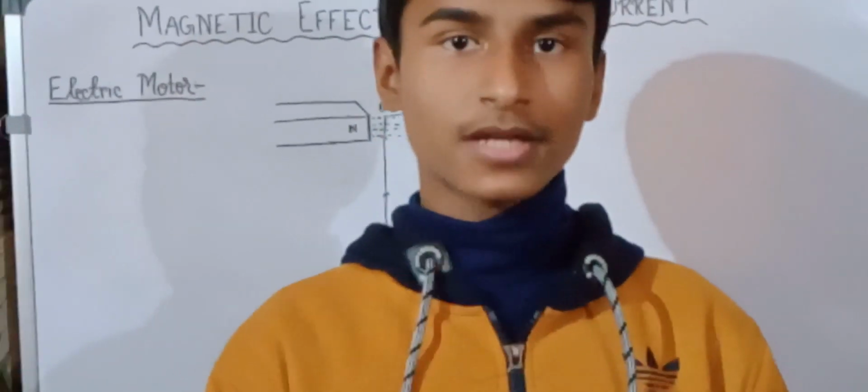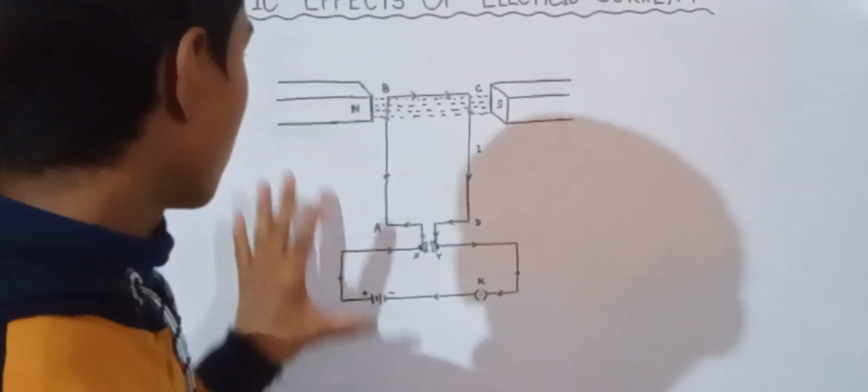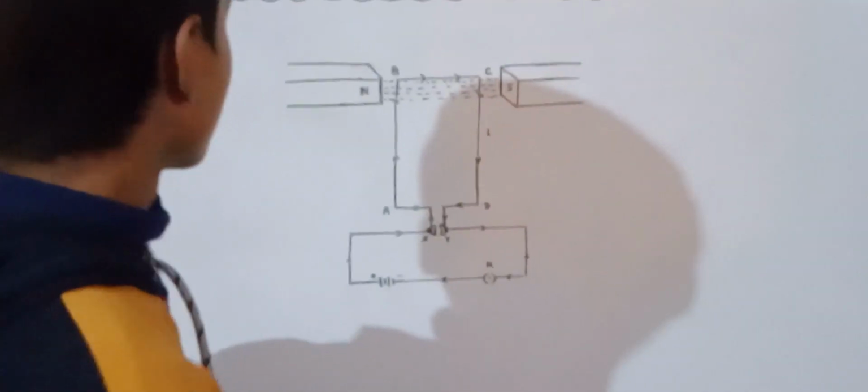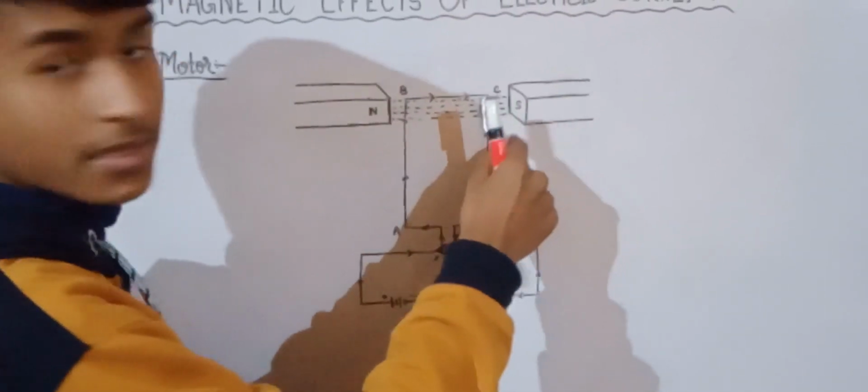We are ready to understand the working of an electric motor. An electric motor is a device that converts electrical energy into mechanical energy. It is a schematic diagram of an electric motor. Here, these are two magnets. This is the north pole, this is the south pole.